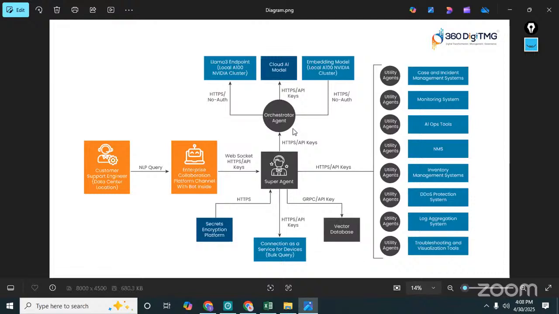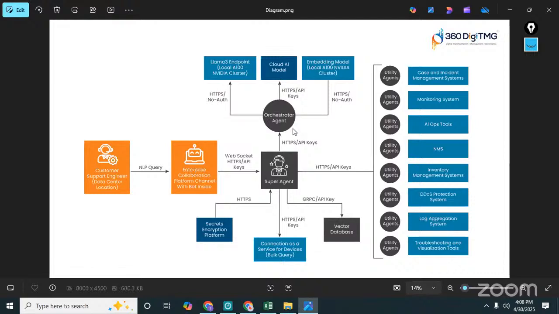If it has to look into what kind of anomalies, what kind of patterns, what is this abnormality, why does it occur, any sort of pattern like that, then it will go to the Llama 3 endpoint. Or if it wants to understand whether any similar incidents have taken place in the past, then it will go to the embedding model for search.